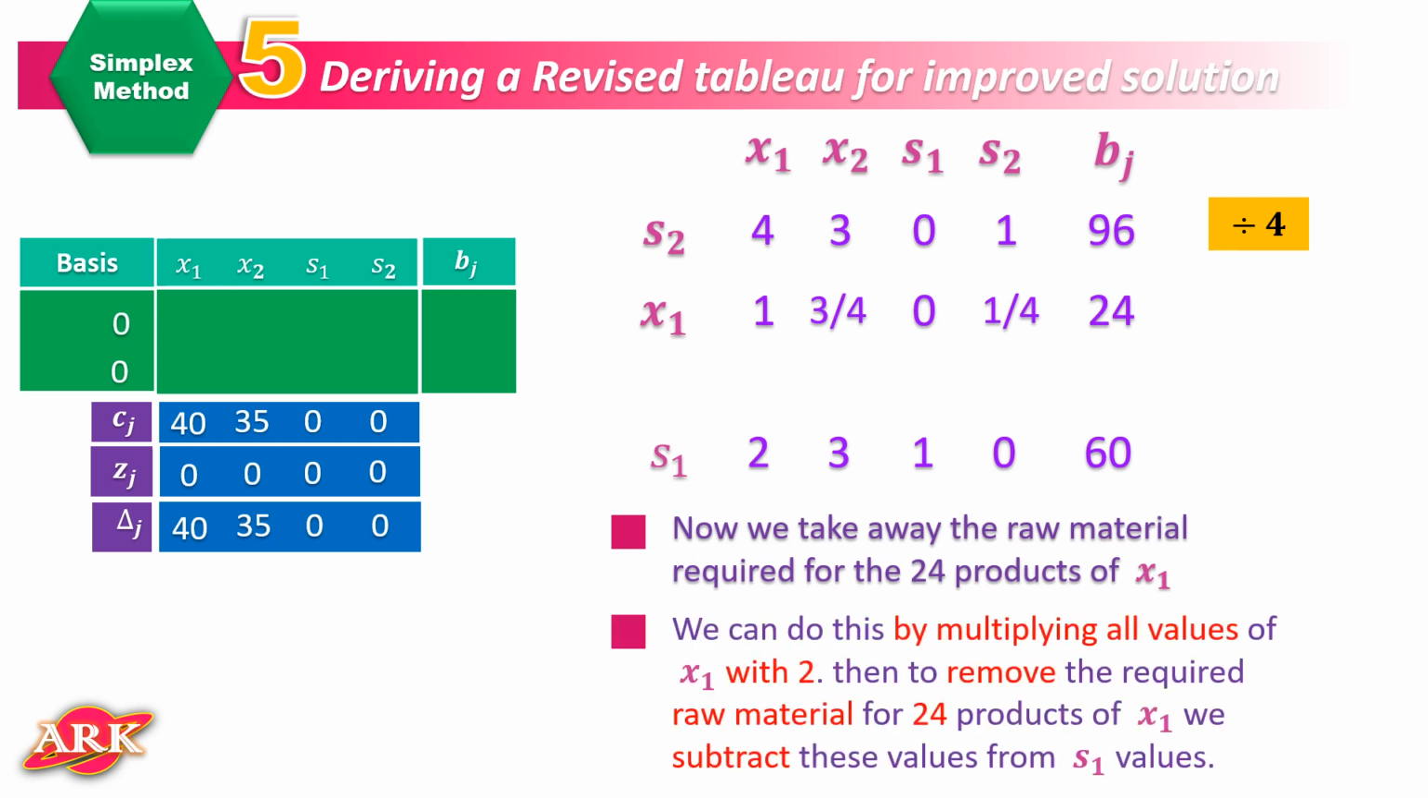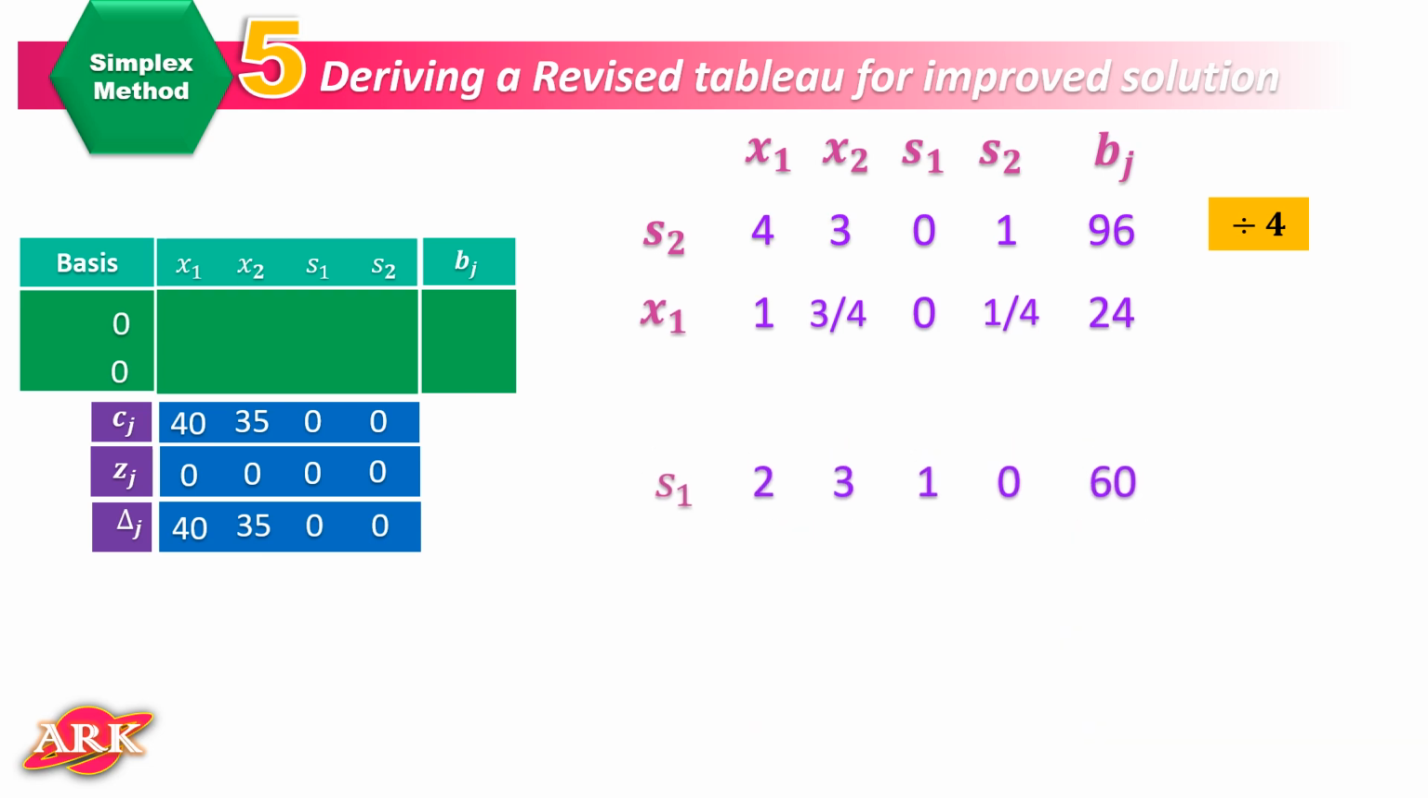Now we take away the raw material required for the 24 products of X1. We can do this by multiplying all values of X1 with 2, then to remove the required raw material for 24 products of X1, we subtract these values from the S1 values. We have to multiply the elements of X1 with 2. Why only 2? 2 is the amount of raw material required for production of 1 unit of X1. If we multiply all these elements with 2, we will get the amount of raw material required for production of 24 units.